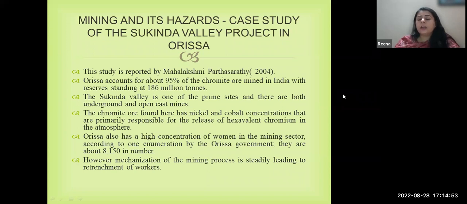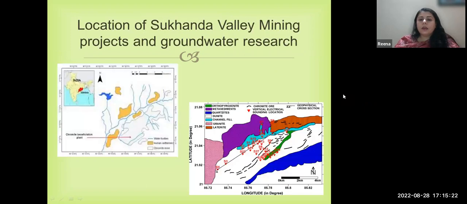If you search on the internet, there are many extensive research projects which have been done on this project location regarding the concentration of heavy metals, nickel and cobalt concentration, and also the involvement of women in the mining sector in these areas, and how much impact is being caused to these human populations as well as to the environment, and water pollution due to the mining operations in Sukinda Valley. Okay, so these are some of the excerpts which I have taken from the research projects which are being implemented in the Sukinda Valley project.